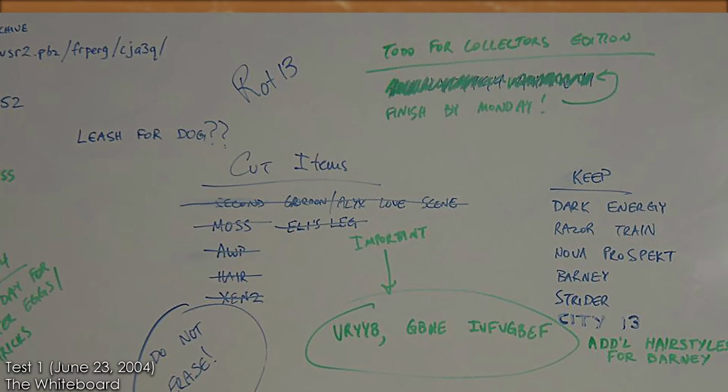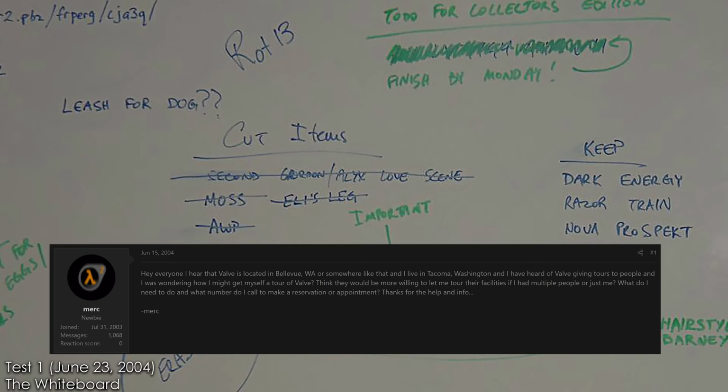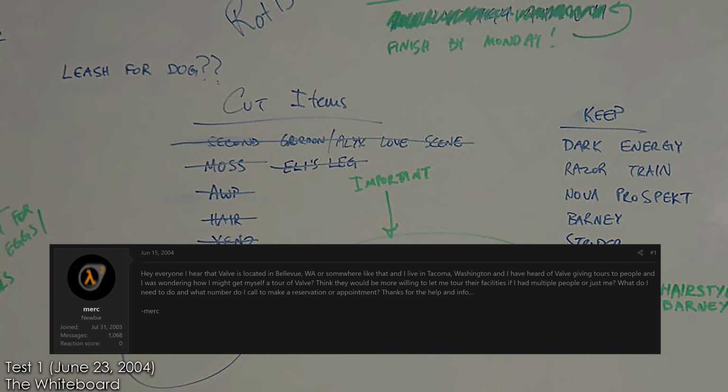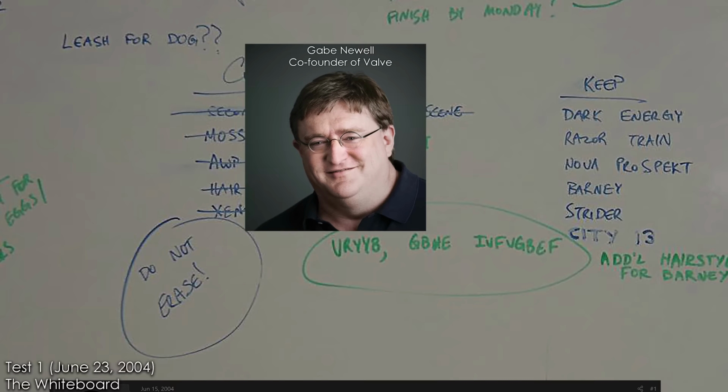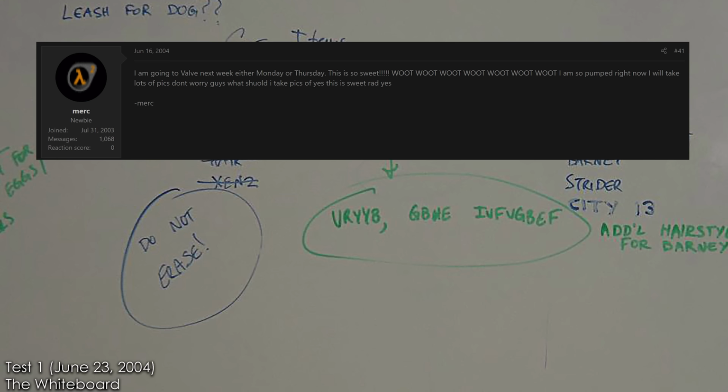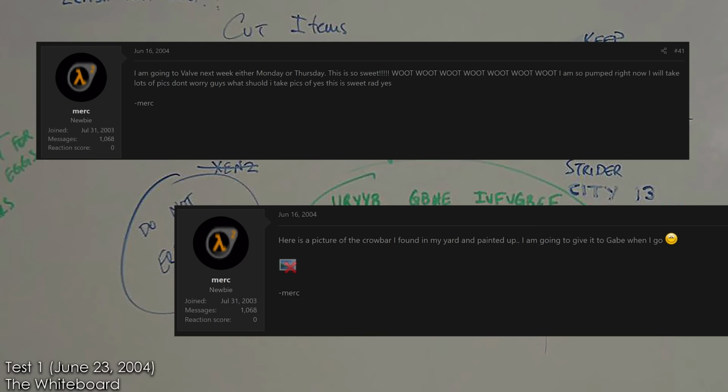Just quickly, a little backstory on Merc. They had posted on the forum a week before asking the community of halflife2.net about how they would be able to get a tour of the Valve offices. In response, the community suggested that they send an email to Gabe Newell, which was successful and Merc was given a slot for the next week. In excitement, they posted how happy they were with the community and even shared an image of a crowbar they had found in their yard and painted, which is the crowbar they mentioned in their post after visiting Valve.